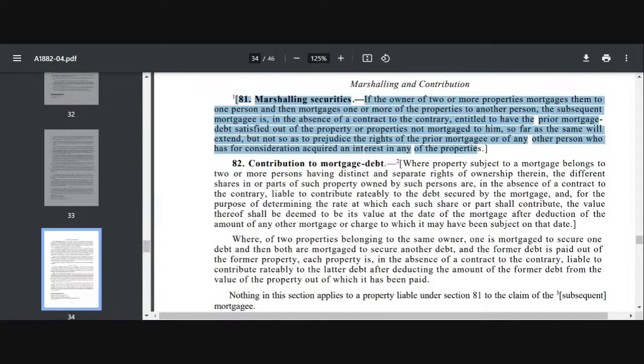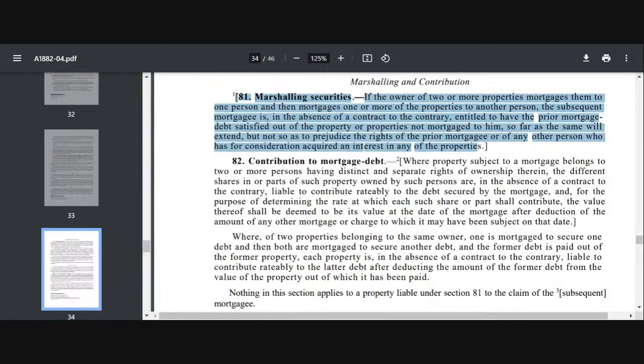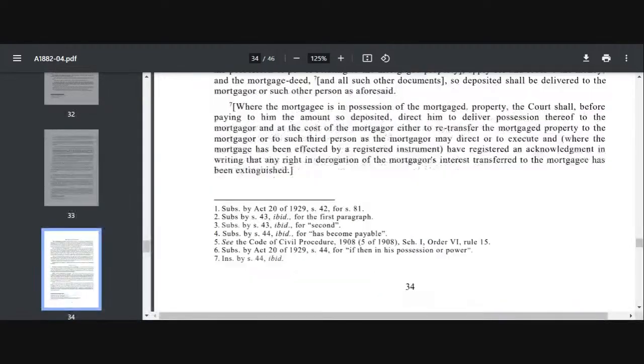82 talks about contribution to mortgage debt. Okay, contribution means all the people provide money for a common fund towards the mortgage debt. So in 81 and 82 you will read about marshalling and contribution. Okay. Then come to 92, which talks about subrogation.